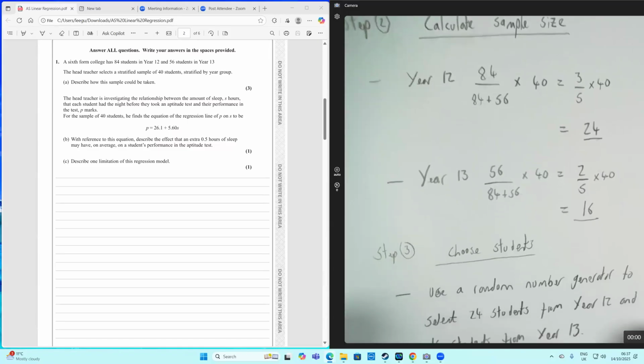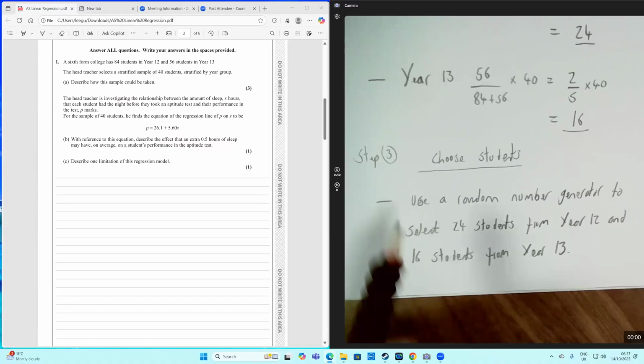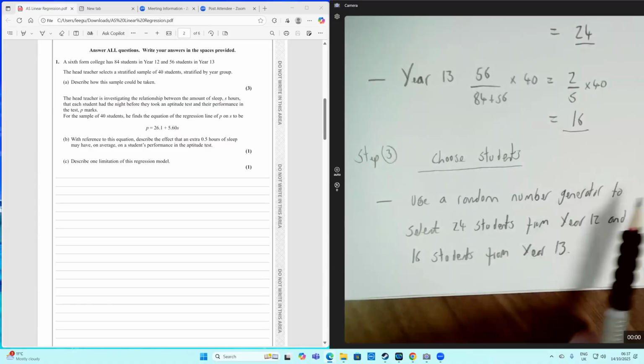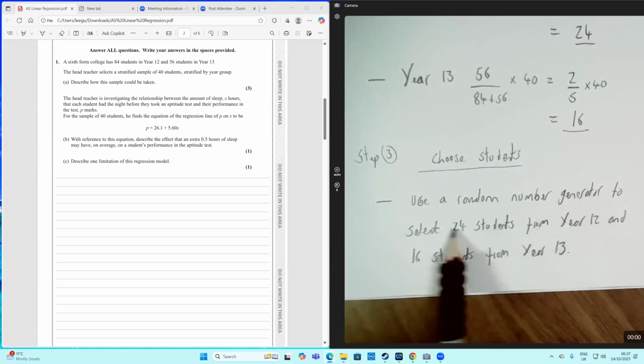Okay. Then the final step is we now need to choose the students. So we now need to use a random number generator to select 24 students from year 12, okay, from the numbers 1 to 84. And then a random number generator to select 16 students from 1 to 56 out of year 13, okay? And that's going to give us our 3 marks, okay?